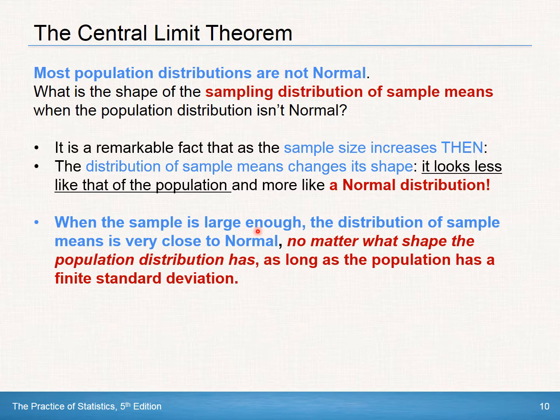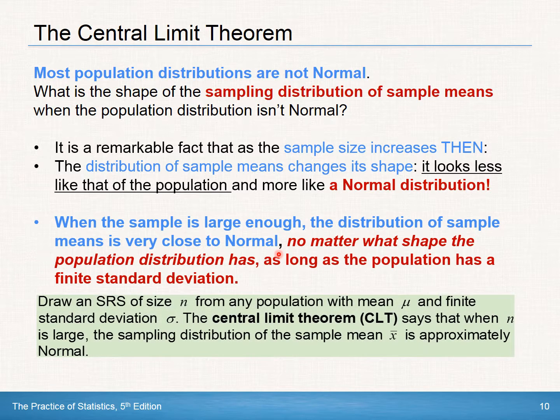So when the sample is large enough, the distribution of the sample means, your sampling distribution, is very close to normal, no matter what shape the population has, as long as the population has a finite standard deviation. As long as your standard deviation isn't a billion, the sampling distribution will be approximately normal if you have a large enough sample size. So what exactly does the sample size have to be in order for the sampling distribution to be normal?